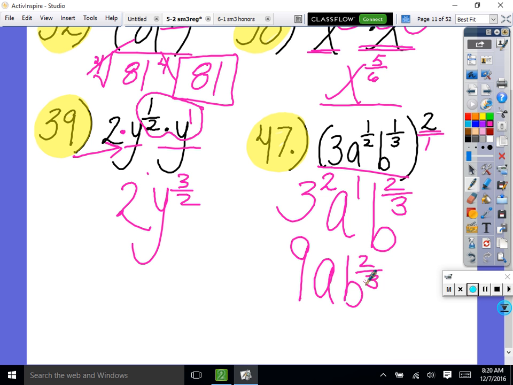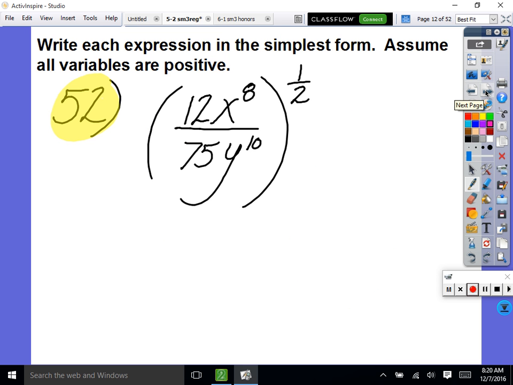We've got to be really good at properties of exponents. So not bad, guys. These are secondary 1 level. Questions? Okay, let's look at 52.